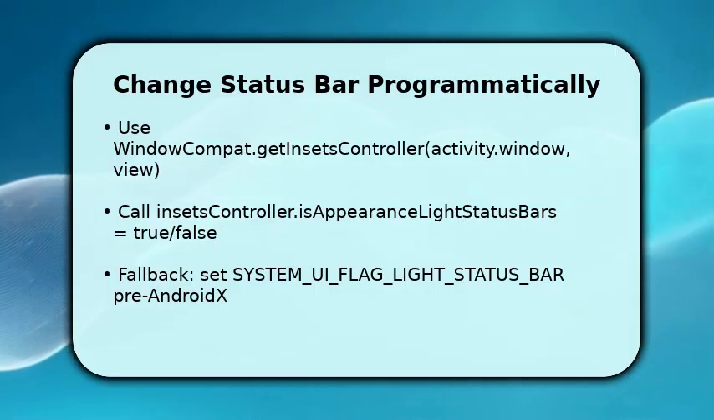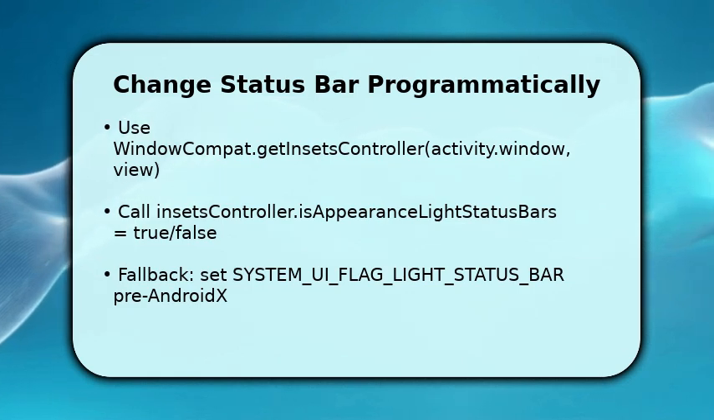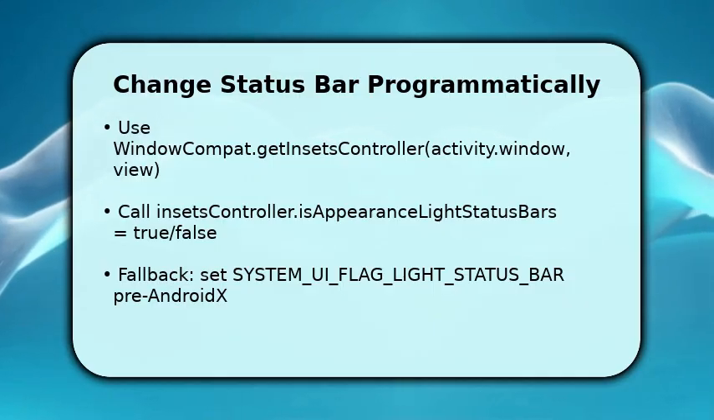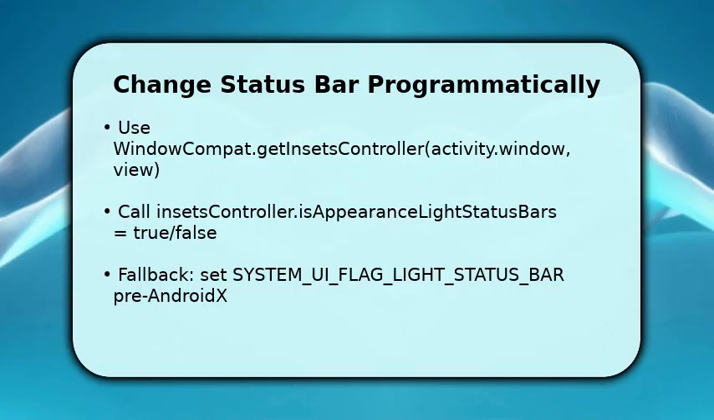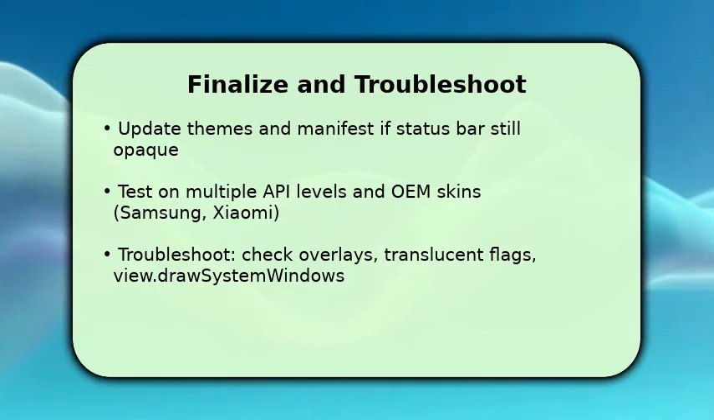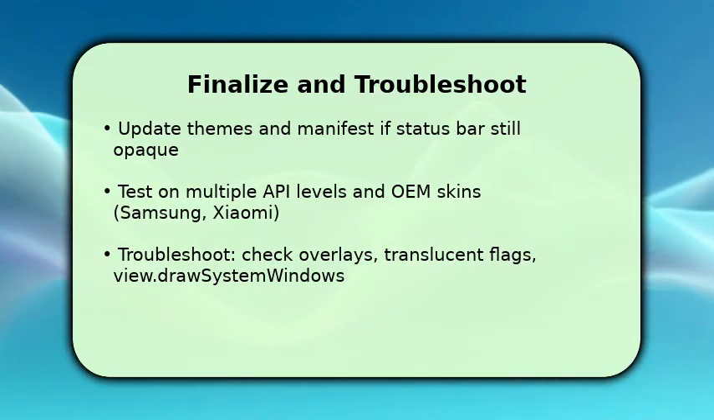For older devices, detect the API level and use the legacy SYSTEM_UI_FLAG_LIGHT_STATUS_BAR flag, so behavior remains consistent across versions. You finish by ensuring your theme and layout aren't forcing an overlay that blocks icon color changes. Verify windowDrawsSystemBarBackgrounds, and remove translucent flags if present.